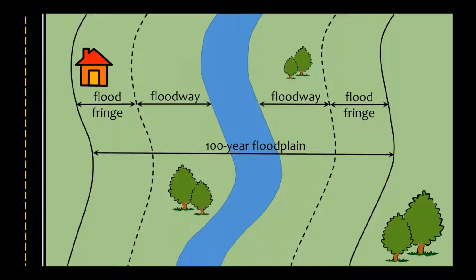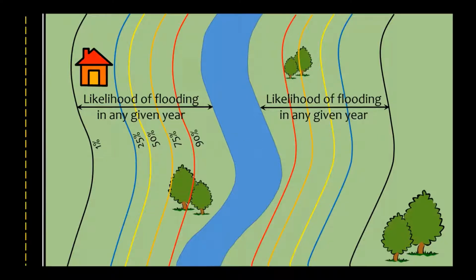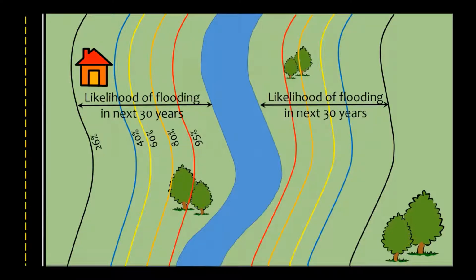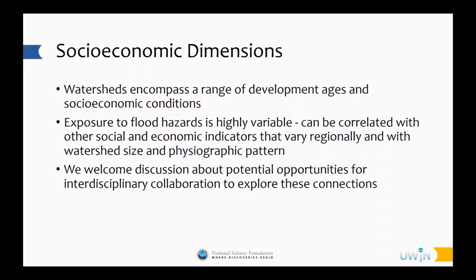So this is the conventional FEMA approach of the floodway and the flood fringe, or how about likelihood of flooding in any given year. Sitting over there at that 1% line probably doesn't sound too scary, but now what if I say, what's the likelihood of flooding in your 30-year mortgage? Oh, it's over 1 in 4. That sounds very different, even though it's the same risk. It's just communicated differently.